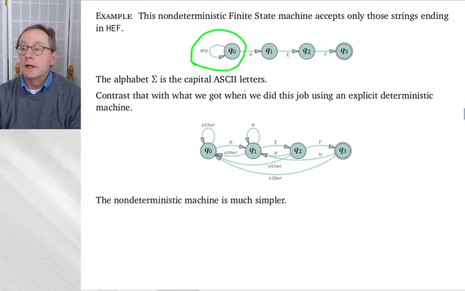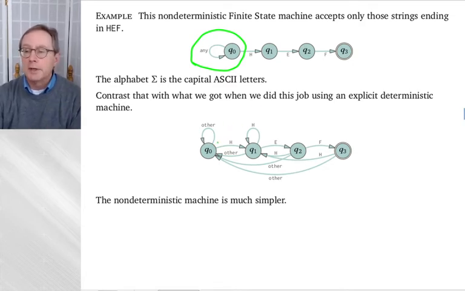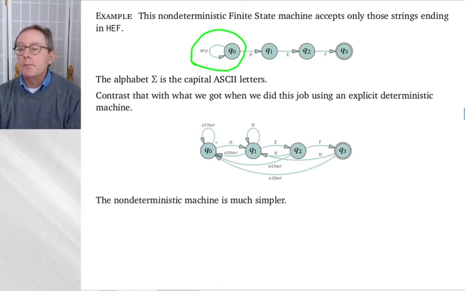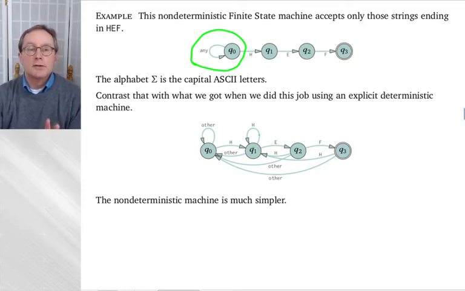Now, when we did this with the deterministic machine, we saw that it was possible, and it was not tremendously complicated, but slightly complicated. When it sees an H, it goes to Q1. If it sees an E, then it goes to Q2. But then if it sees an H, it has to go back to Q1 again. And so there's a somewhat complicated, at least possible to get wrong, sequence of interactions.